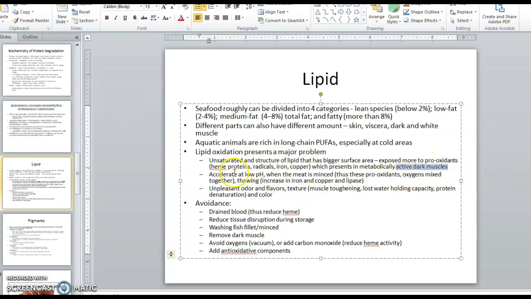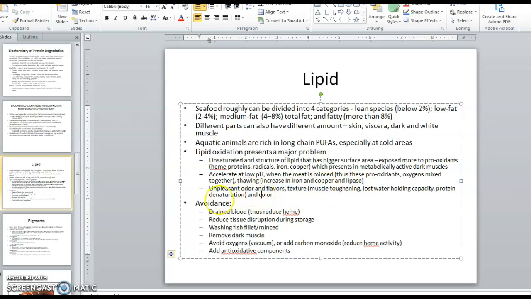They can be accelerated at low pH, and also when the meat is minced together. So when the meat is minced, the pro-oxidant and the oxygen from the environment can mix together and accelerate the lipid degradation. Or during thawing, because thawing apparently increases iron and copper and lipase activity in the seafood.